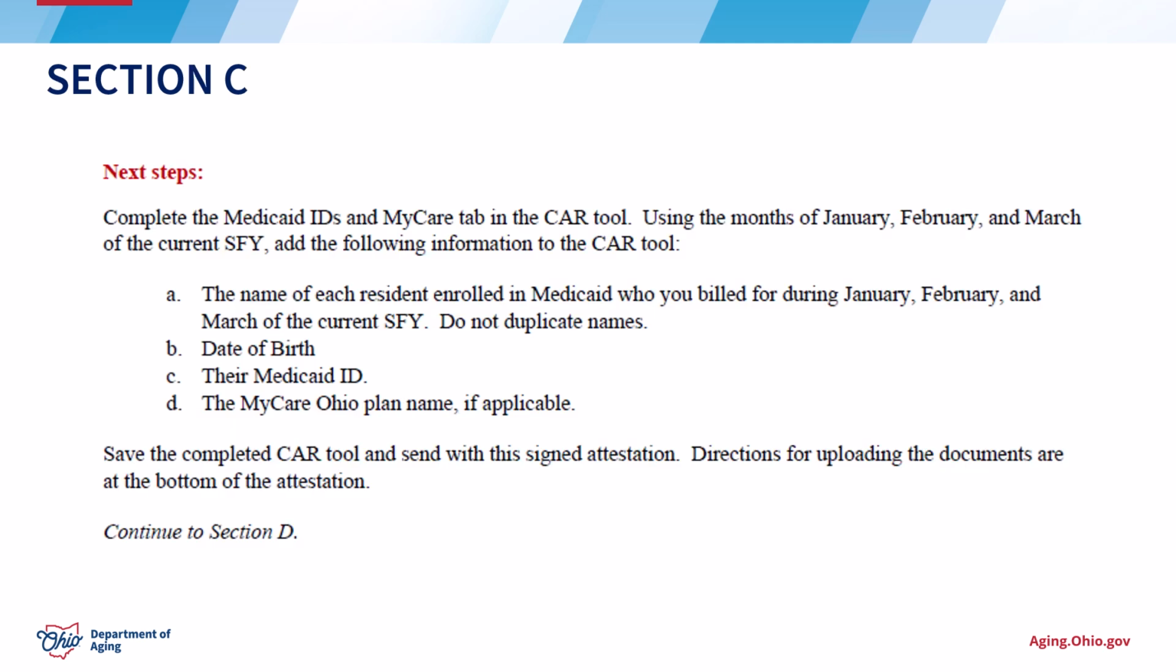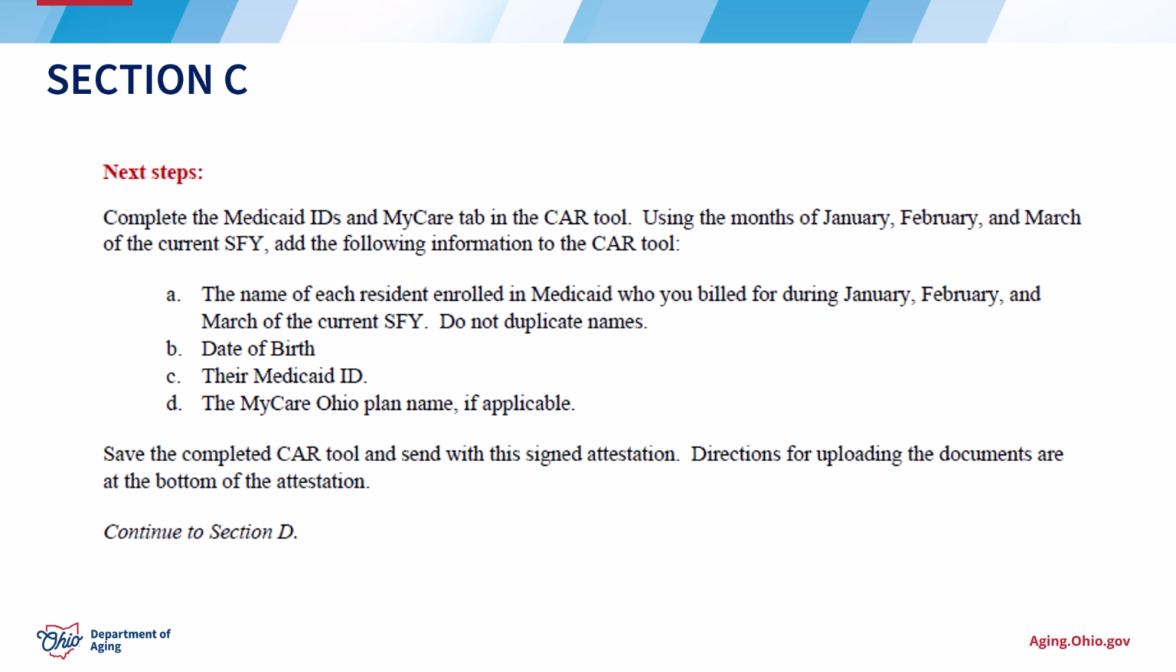Going back to Section C on the attestation are directions on how to complete the other tab on the CAR tool. The last time we had asked you to complete information on the CAR tool, we allowed you to select the 3-month period of resident information to share with us to audit. This time around, we are asking that all providers send us information from January, February, and March of the current state fiscal year.